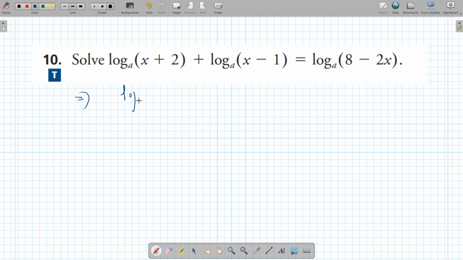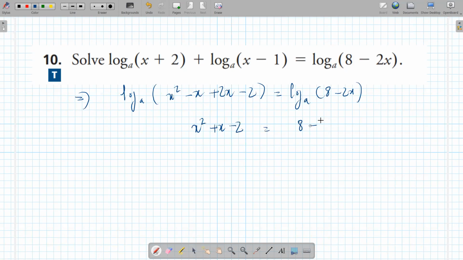So it's going to become log base a of x squared minus x plus 2x minus 2 equals log base a of 8 minus 2x. So this is x squared plus x minus 2 equals 8 minus 2x. Can we cancel out these two logs? Yes. So that's what we're left with. Let's move everything to the same side. This becomes x squared plus 3x minus 2 minus 8. So that's minus 10 equals 0. We're looking for two numbers that multiply to negative 10 and add to positive 3. What are the two numbers?